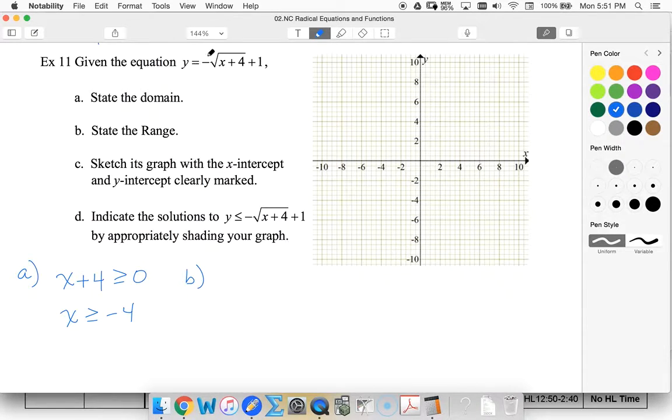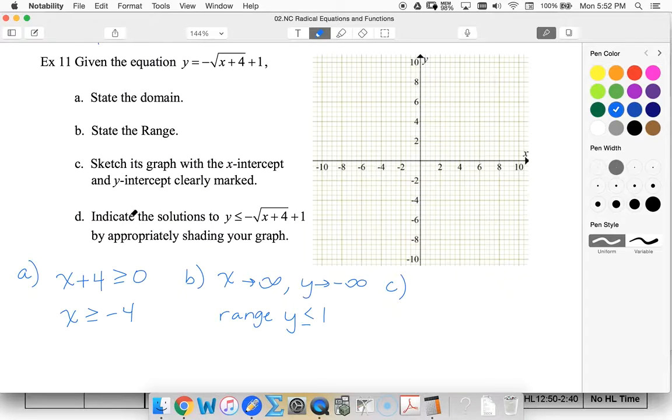Also, though, I want to know which way my graph is going to point, and it's pointing down. So we know that as x goes towards infinity, our y values are going to go towards -infinity. So now we just need to see where we start. We plug in the -4. That's going to make this 0, and our y value is 1. So that means our range, y is going to be less than or equal to 1.